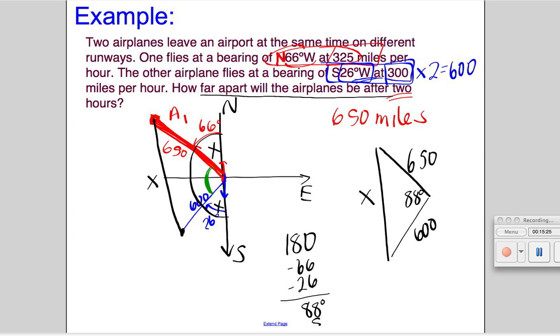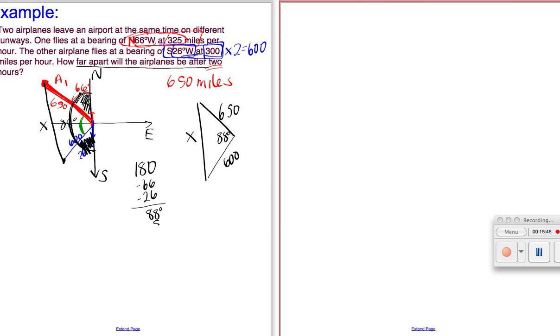Again, all I did was use this 180 degrees, and I took off this section, and I took off this section, and found that what remained was 88 degrees in the center here. So I have this triangle, and it's side angle side. Now I'm going to use the law of cosines. The law of cosines will relate the side x squared with the other two sides and its angle across from it, the 88 degrees. So x squared equals 600 squared plus 650 squared minus 2 times 600 times 650 times the cosine of 88 degrees.